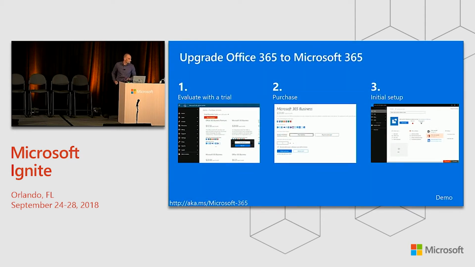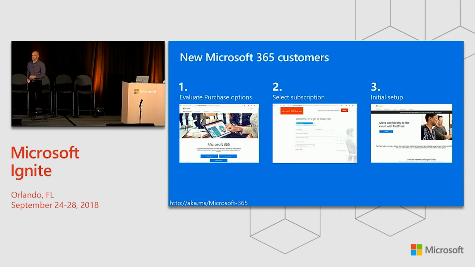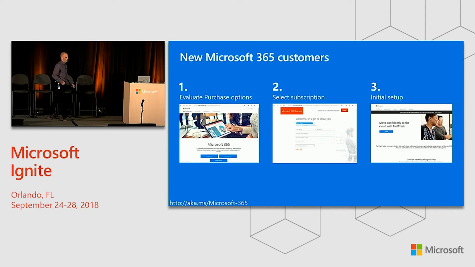So if you're a new Microsoft 365 customer, in this case, you have a whole bunch of different options for discovering what your purchase options are. Again, you could go to that AKAMS link to determine which subscription is right for you. You can come to Ignite and learn about your subscriptions. You could talk to your account teams if you're a larger customer and learn about your subscriptions. But however you do your awareness phase, you go and discover which subscription is right for you.